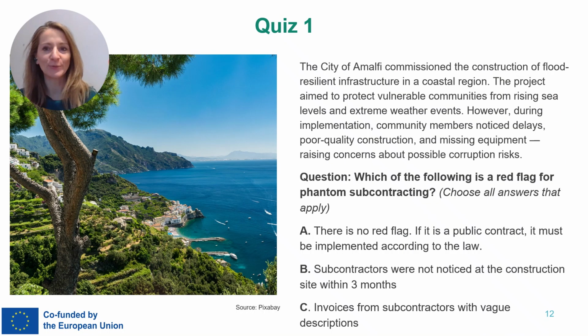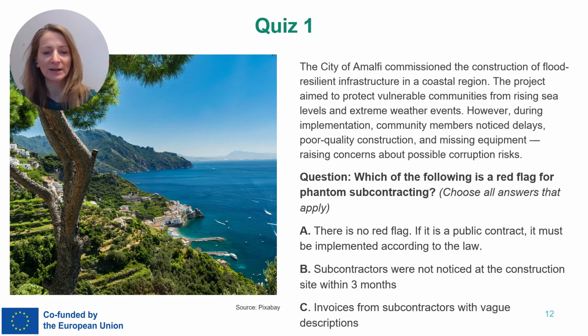And now it's time for quiz number 1. The municipality of Amalfi in Italy commissioned the construction of flood-resilient infrastructure in a coastal region. The project aimed to protect vulnerable communities from rising sea levels and extreme weather events. However, during implementation, community members noticed delays, poor quality construction, and missing equipment, and that was raising concerns about possible corruption risks. And now answer the questions.